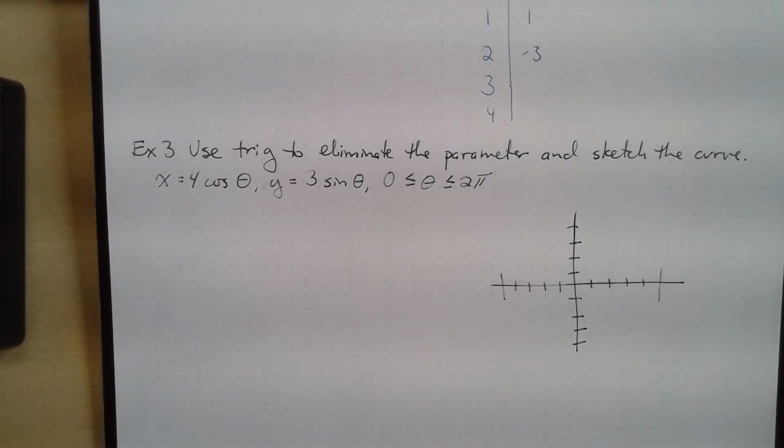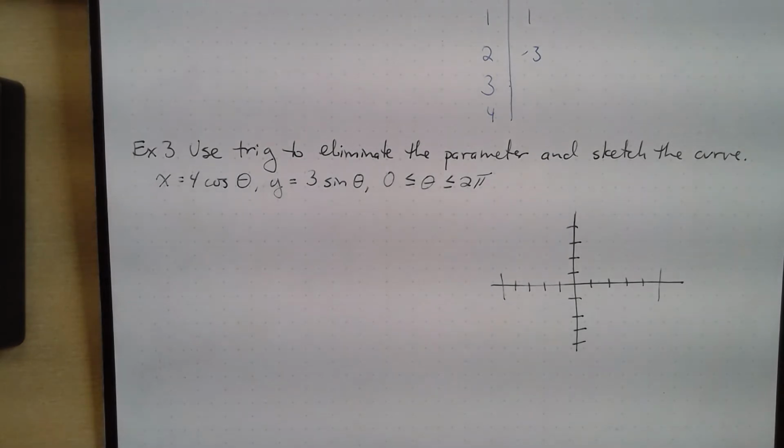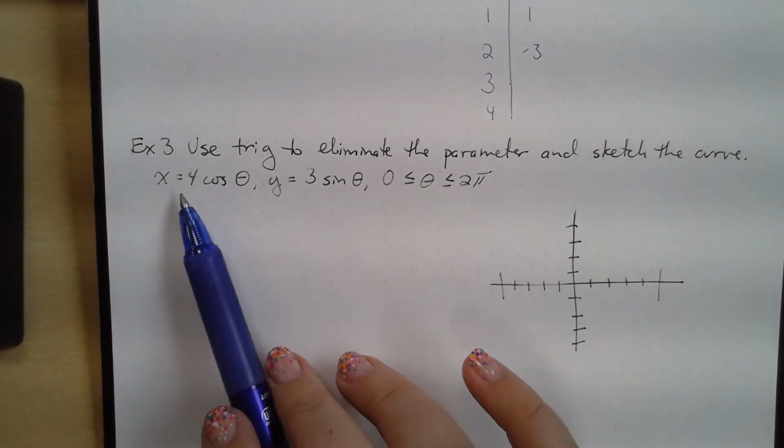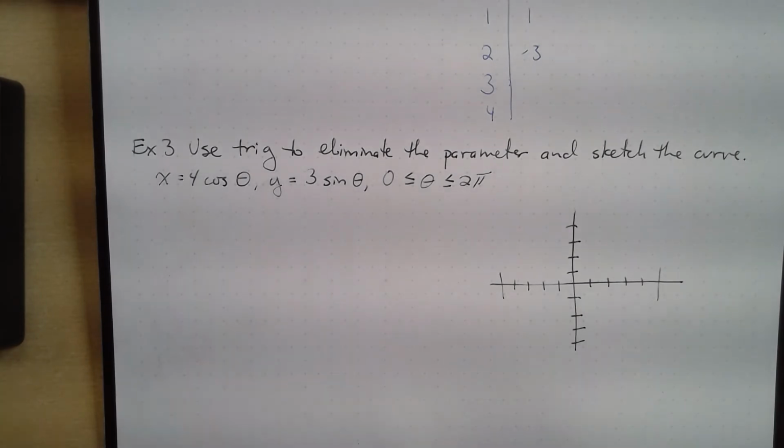Use trigonometry to eliminate the parameter and sketch the curve. So we're given x equals 4 cosine of theta, y equals 3 sine of theta, and theta is between 0 and 2 pi, okay? So we have x equals 4 cosine theta, y equals 3 sine theta.